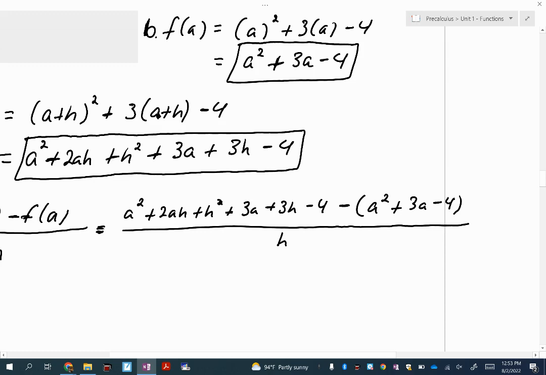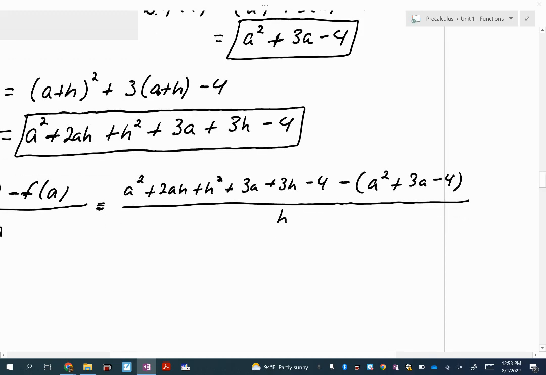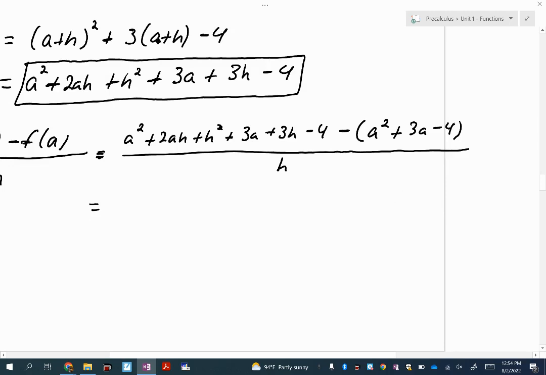all over h. Now, you could take that negative sign and go ahead and distribute it if you want. I noticed that we're going to be subtracting things that are the same, like a squared minus a squared, 3a minus 3a, negative 4 minus negative 4. So all three of those are going to make 0. So that leaves me with 2ah plus h squared plus 3h, all over h.